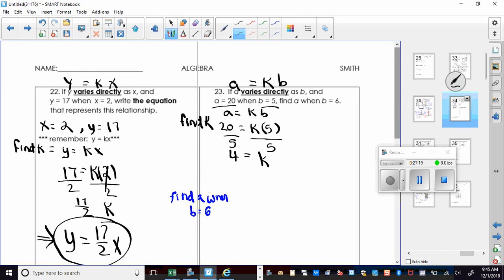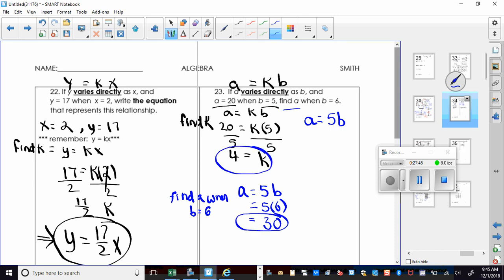Now I want to find my b. So given my equation is a equals 5b, or 5 times b. So a equals 5 times b. It says find a when b equals 6. So 5 times 6 equals 30. And here are my answers. I have k, I have the equation, and I have a equals 30. Okay?